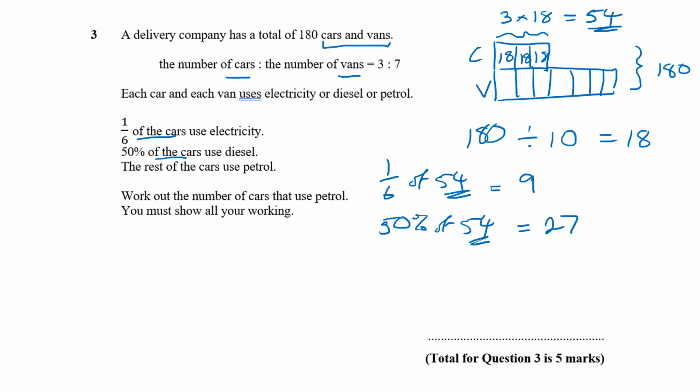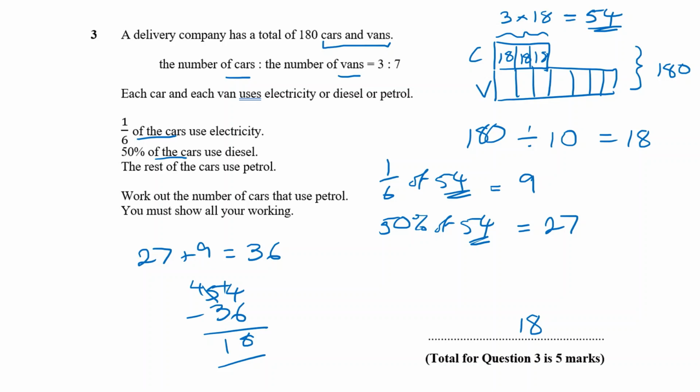The rest use petrol. Work out the number of cars that use petrol. So if we have 27 that use diesel, 9 that use electricity, that's 36 in total. 54, take away that 36, and we should get to 18 cars in total that use petrol.